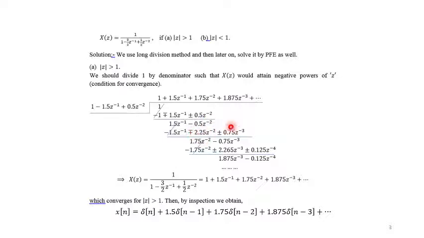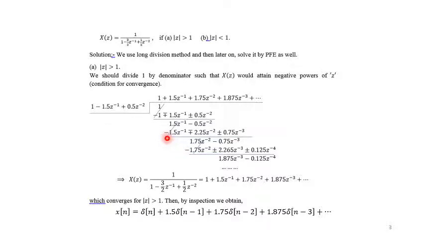So I hope you understand this. I'll do it for three steps, and then I hope you can understand; we will just generalize it. 1.5 z inverse multiplied by 1 will result in minus 1.5 z inverse. Again, 1.5 z inverse multiplied by 1.5 z inverse will be 2.25 z power minus 2. Again, if I multiply with this one, it will result in 0.75 z power minus 3.